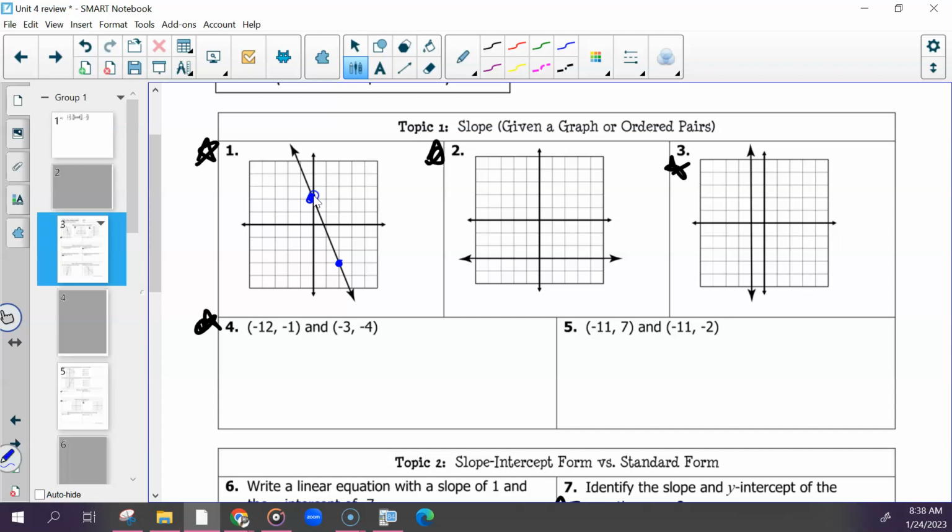So how many units did we go down? 6. Not quite, but close. So down 5. And to the right, how many? 2. So that would give us a -5 over 2. If it can be simplified, simplify it. But if not, leave it as is. Always put it as a fraction.